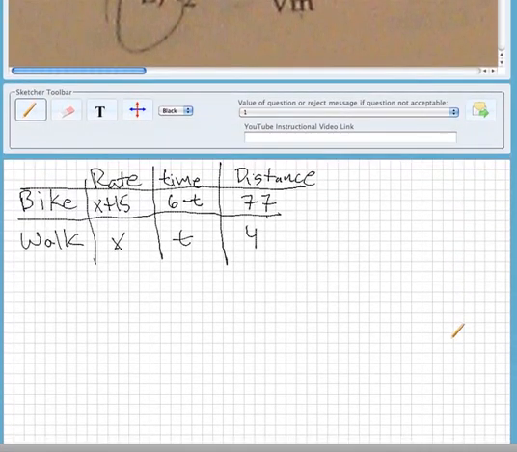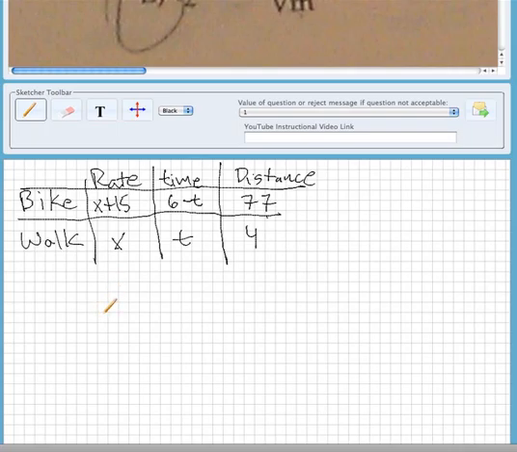Your question says there's a man that rides his bike 77 miles, and then he breaks down and he walks 4 miles to a gas station. It takes him six hours total to do it, and the rate of the bike is 15 miles an hour faster. So we're going to use the rate as 15 plus x for the bike, and the time is 6 minus t.